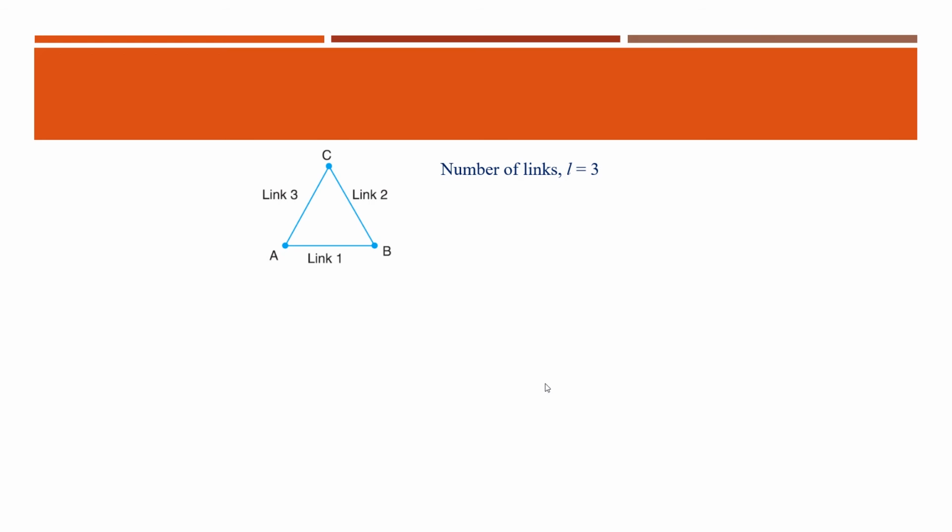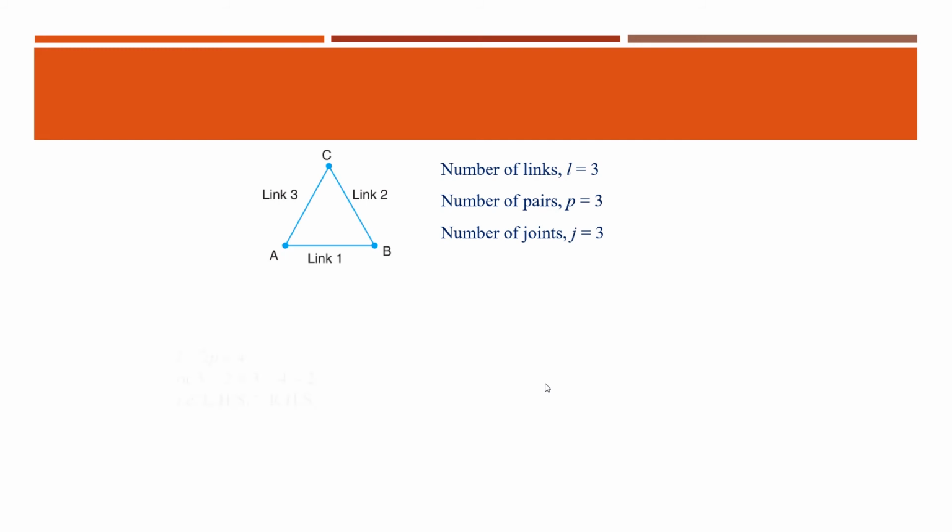Now, how many joins are there? And how many pairs are there? That is also 3. Link 1 and link 3 form a pair. Link 3 and link 2 form a pair and link 1 and link 2 form a pair. So, the number of pairs is equal to 3 and the number of joins is also 3. A, B and C, 3 joins.